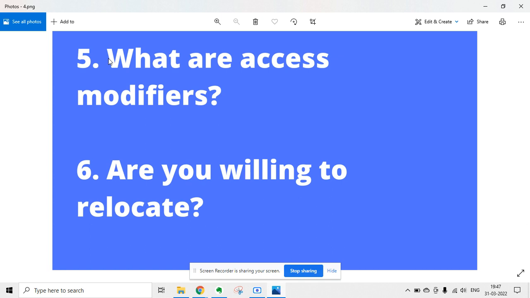The next question was, are you willing to relocate? So always say yes to this question, because if you say no, you can get rejected because they are looking for candidates who are able to relocate throughout India.